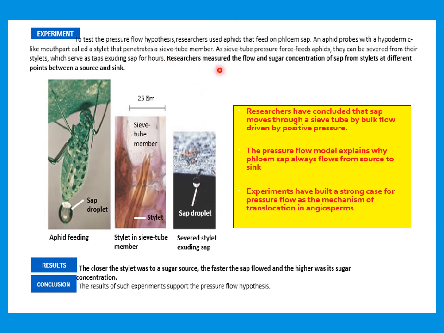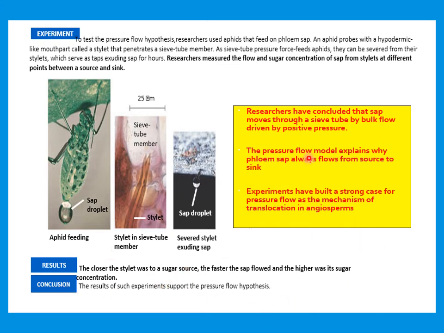So researcher will measure the flow and also the sugar concentration of the sap from the stylet at different points between the source and the sink. Daripada pucuk tu sampai ke bawah dia measure. Apa jadinya? So what is the result? So the closer the stylet was to the sugar source, the faster the sap flowed, and the higher was its sugar concentration. So kalau sugar source mean yang dekat atas kali, so sugar dia sangat tinggi.